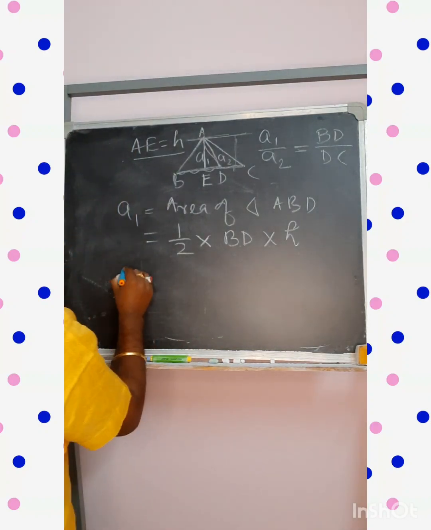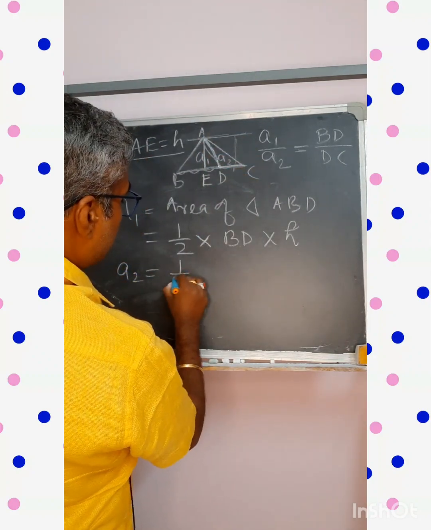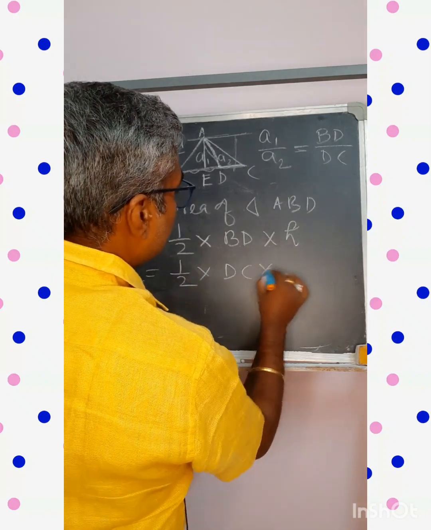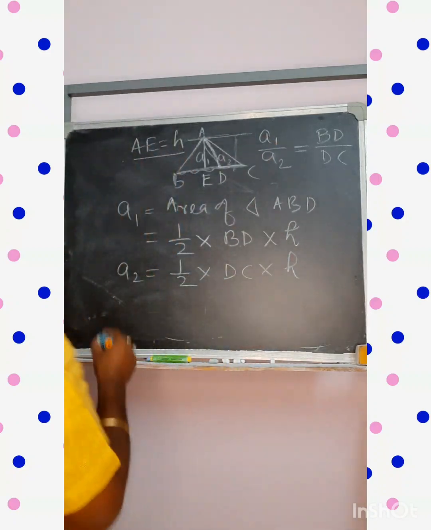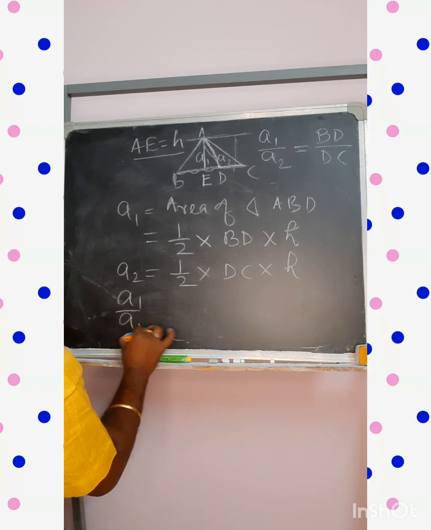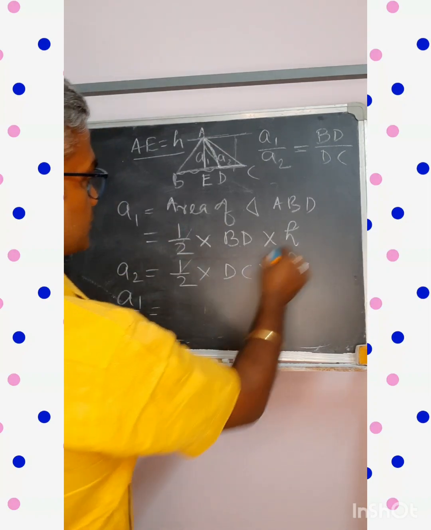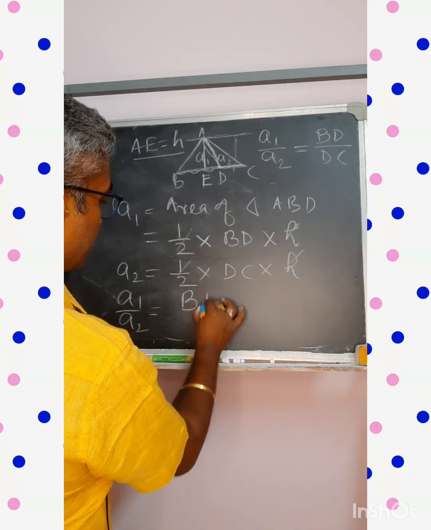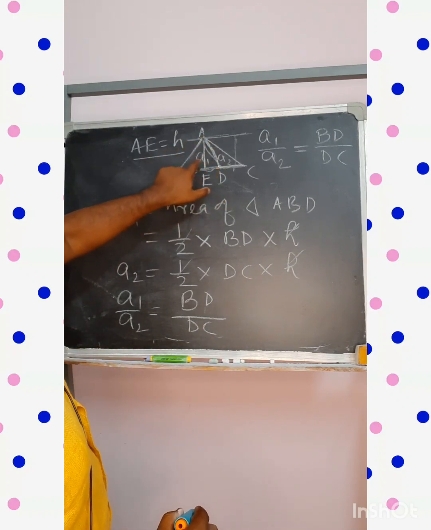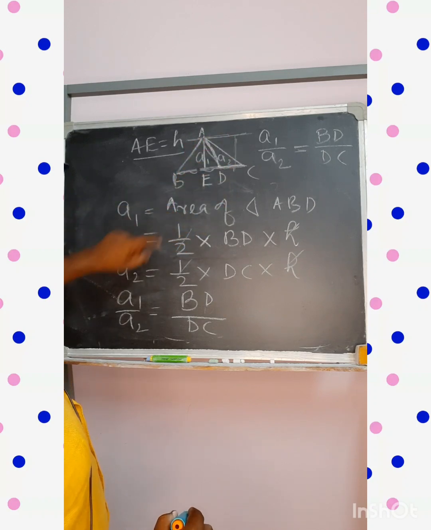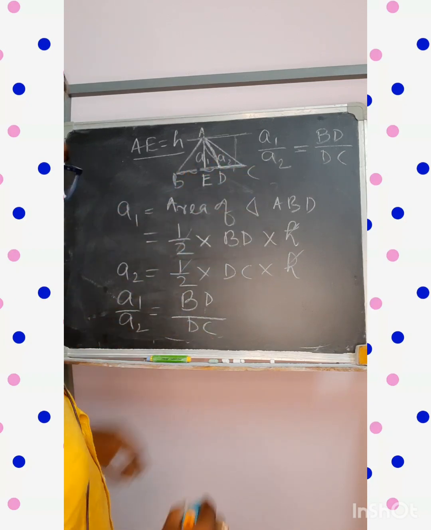Now if I calculate A2, A2 is the triangle ADC, where for this case also it is half into base DC into the height, which would be the same, the vertical height between the parallel lines, H. Now take the ratio of A1 to A2. Here half and half will be cancelled out, H and H will be cancelled out. The remaining will be BD and DC. So line AD divides the area of the triangle in the ratio of the respective bases, BD is to DC. This is the proof.